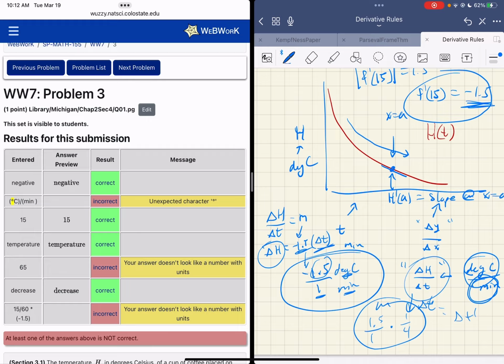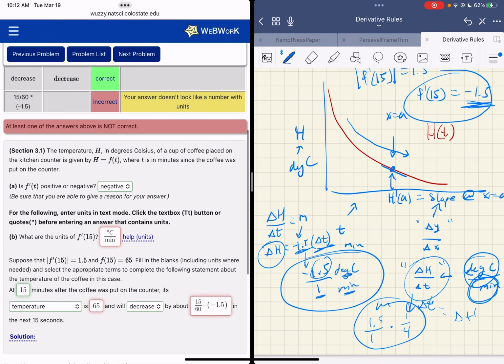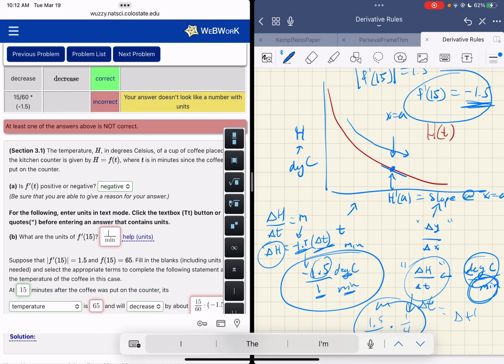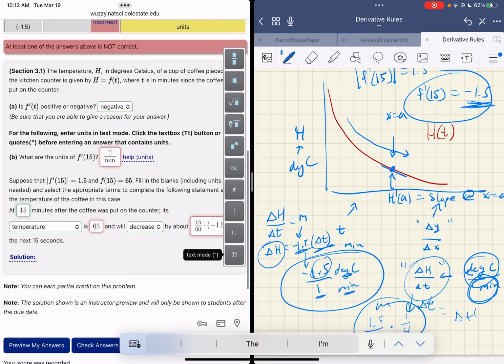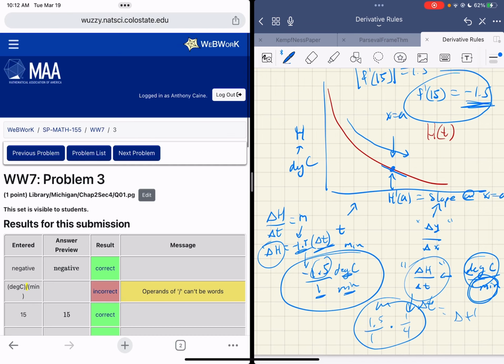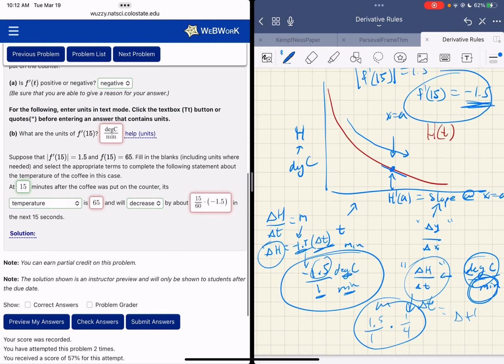Unexpected character. Oh, God. Okay. Was I not in text mode? Let's see. Text mode. Deg. Shift C. All right, let's hit submit. Okay.